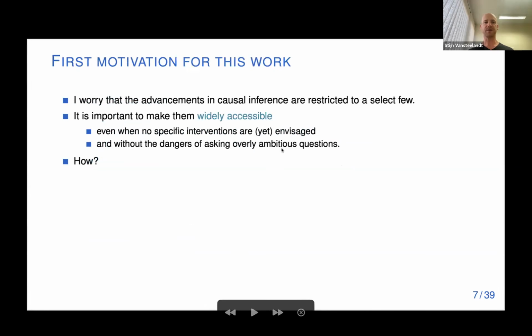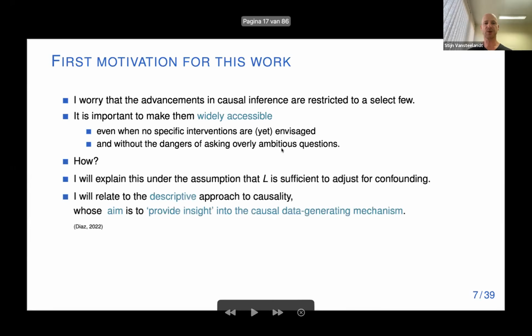So there are two motivations for this work. The first one is I'm a bit concerned that the advancements in causal inference are restricted to perhaps a select few. And a first aim is to make them more widely accessible, even in those settings where we do not yet have specific interventions in mind, and hopefully without the dangers of asking overly ambitious questions.